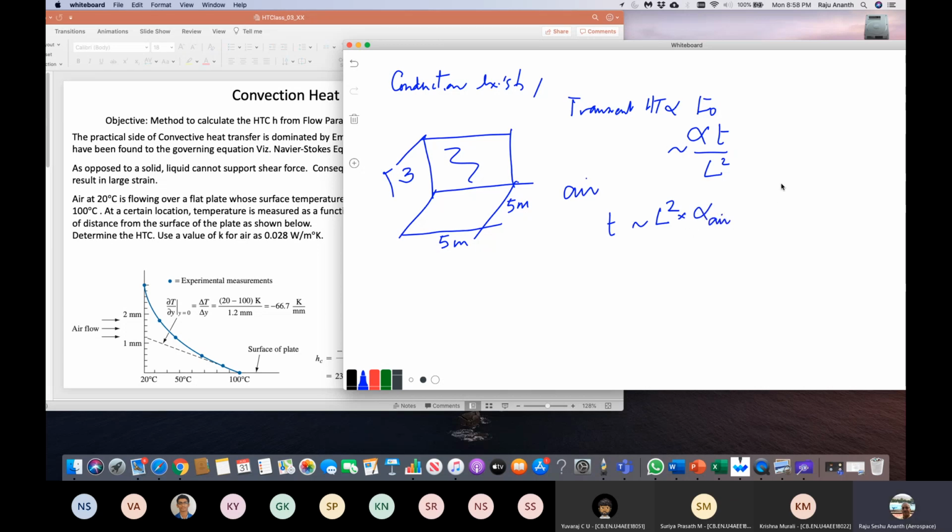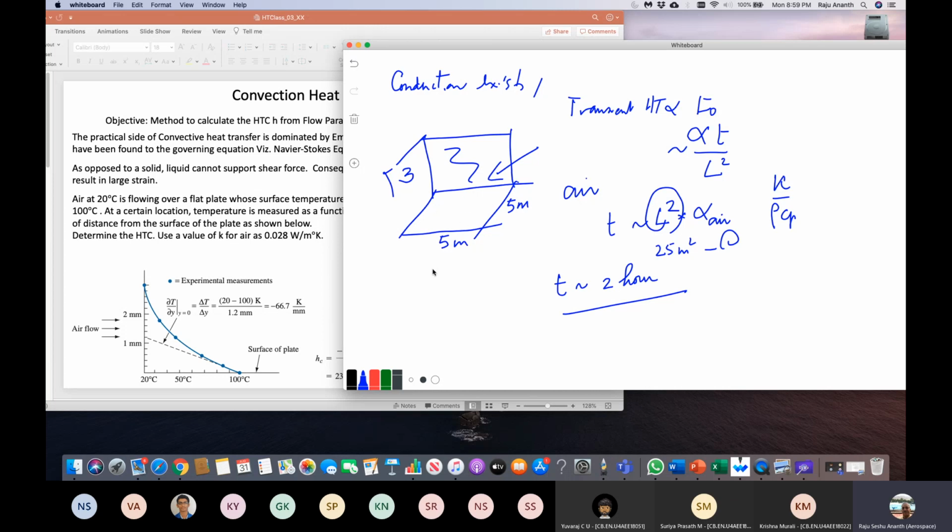I don't know what alpha is, k over rho Cp. I need to check it. I think I've done it before. I have to check my notes. So if I put the number L squared, like 25 meters squared, and put this alpha here, I find the time. In other words, if I introduce some heat here, it's going to take 2 hours before we feel the heat. That is not happening, isn't it? So obviously there must be some other way the heat is circulating.